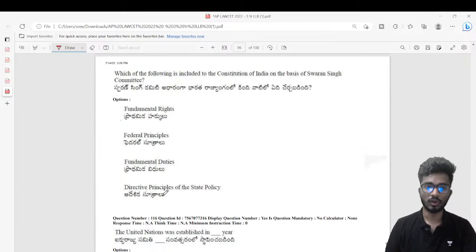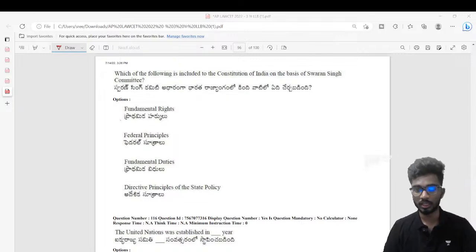Which of the following was included in the Constitution of India on the basis of the Swaran Singh Committee? We already discussed it. స్వరణ్ సింగ్ కమిటీ ఆధారంగా భారత రాజ్యాంగంలో కింది వాటిలో ఏది చేర్చబడింది?